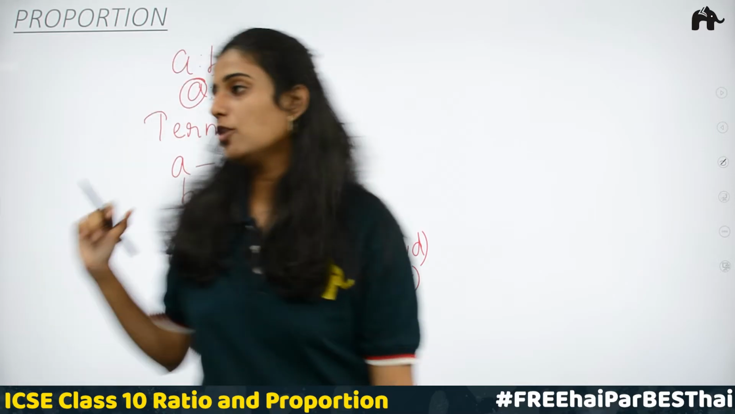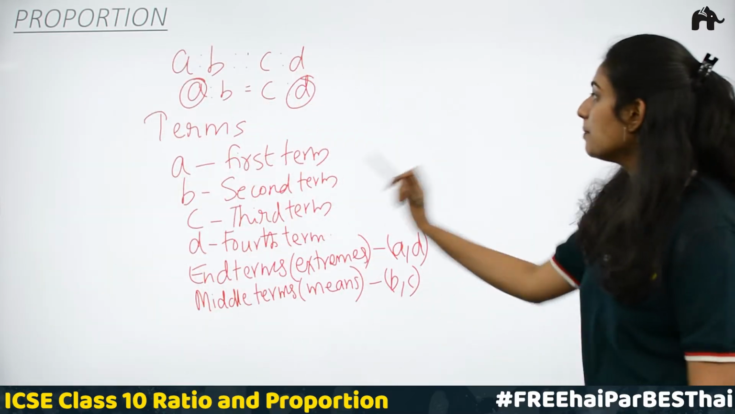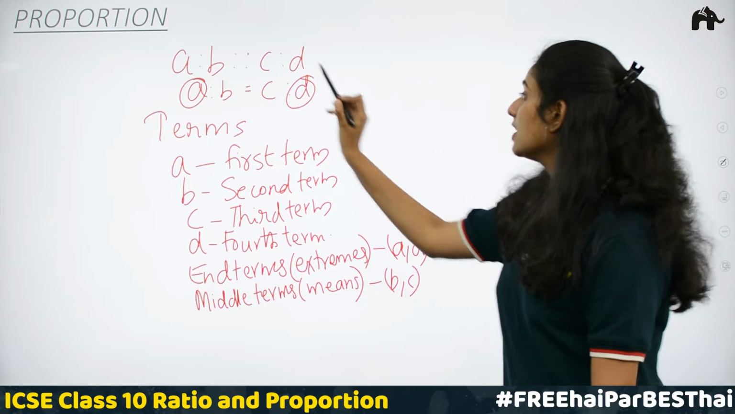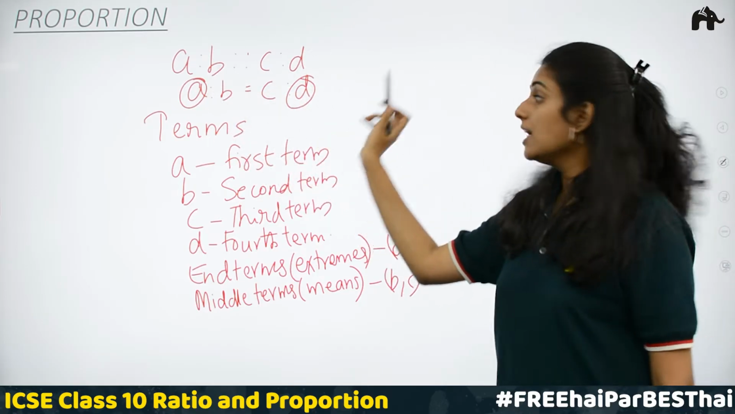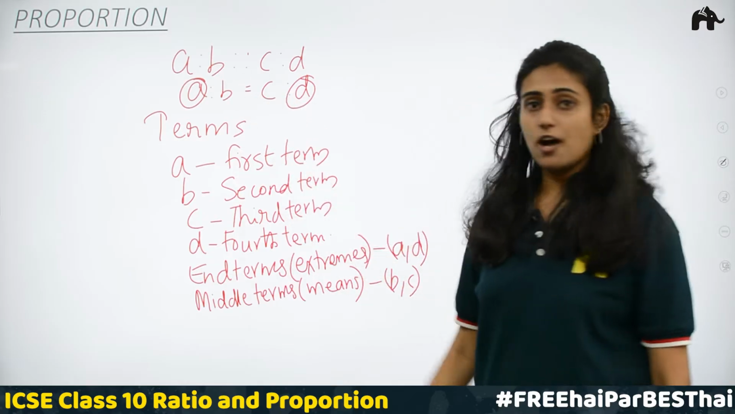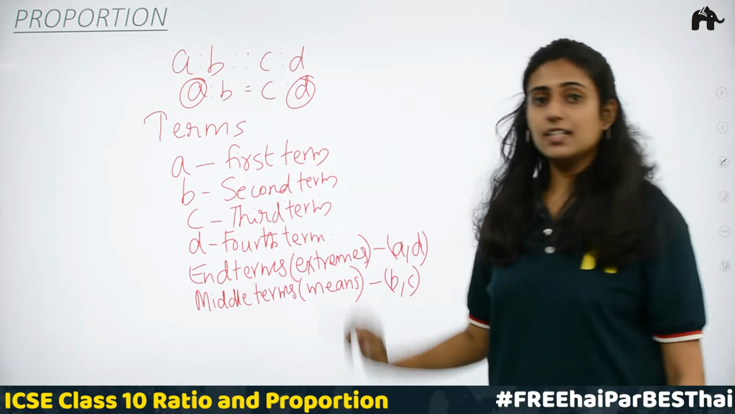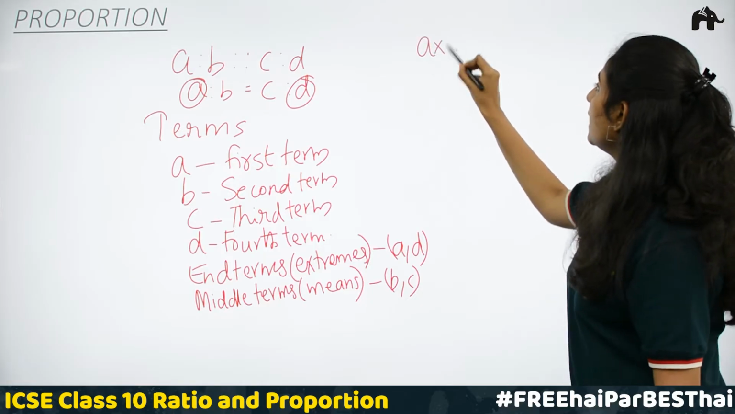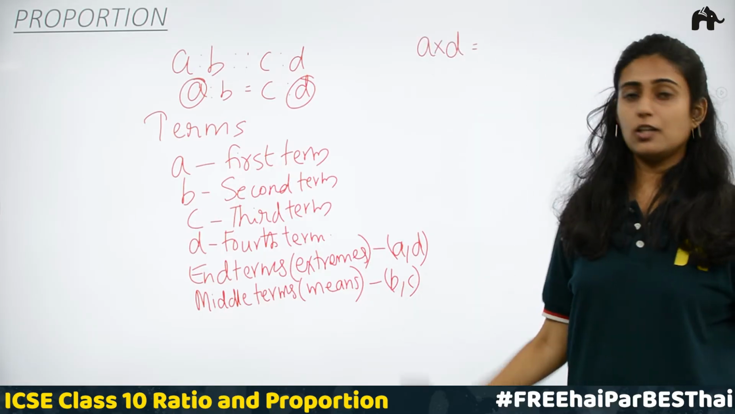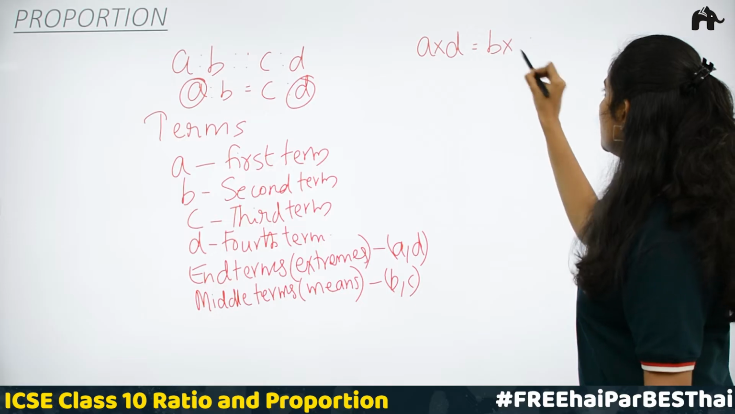Now, one more thing to remember is that the product of the first term and the fourth term, that is the end terms, will be equal to the product of the second term and the third term, that is the middle terms. A into D will always be equal to B into C.